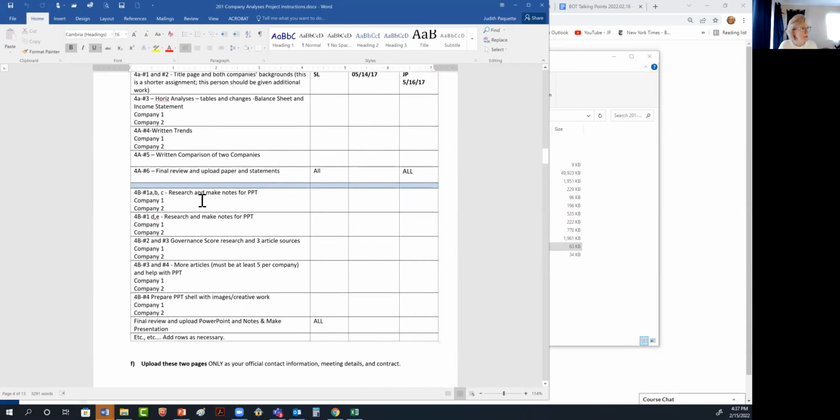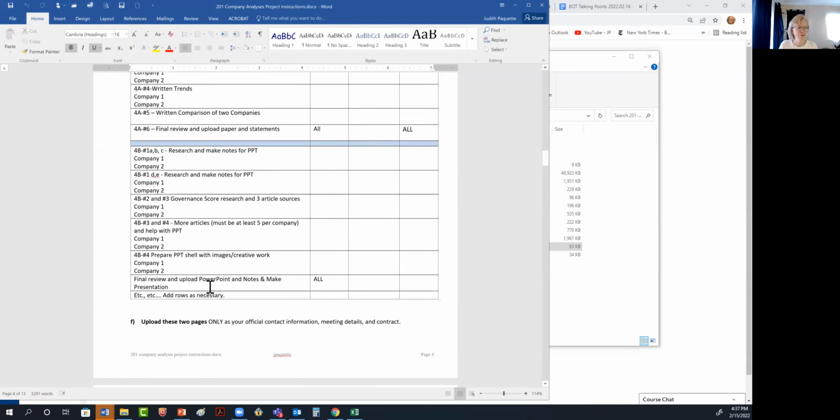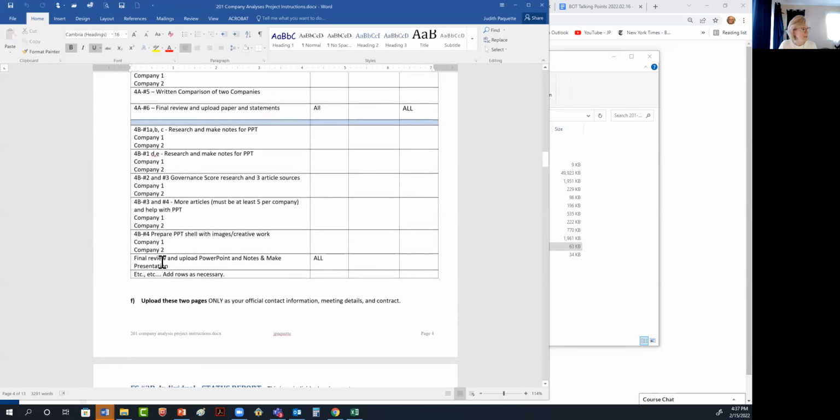All right. So research and make notes for PowerPoints. What have you done so far? Research on the government score, research, more articles. And then whoever's assigned the PowerPoint should set up the PowerPoint, maybe start putting some graphics in there. I always recommend that students put images of brands in there, and that helps as you're doing that. Now here, final review and upload PowerPoint and notes.